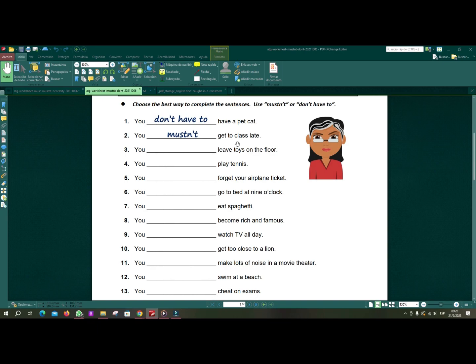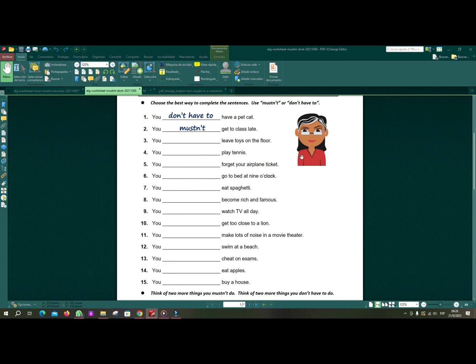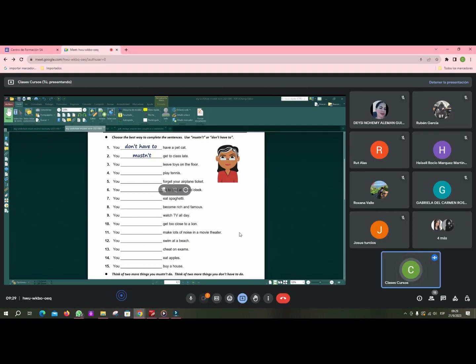Es una regla, ¿verdad? Llegar temprano a clase. Por lo tanto, you mustn't. You are not allowed to get late to class, right? So, you're going to work on those sentences. Choose the best way. Use mustn't or don't have to. Léanlas bien y elijan si son completamente necesarias que ustedes realicen esa acción o no.